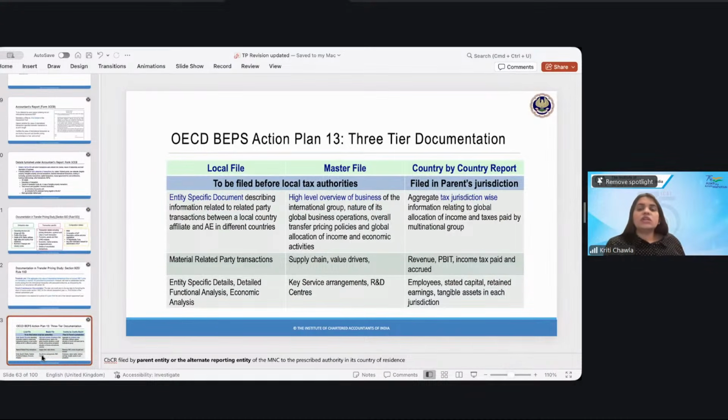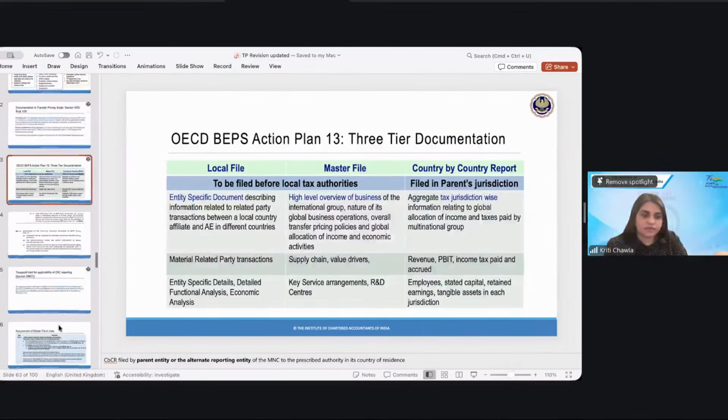So it will include aggregate tax jurisdiction wise information relating to the global allocation of income and taxes which are paid by the multinational group. It's going to include revenue, profit before income taxes, income tax paid and accrued. Then it's going to include the employees, the stated capital, retained earnings, tangible assets in each jurisdiction, etc.